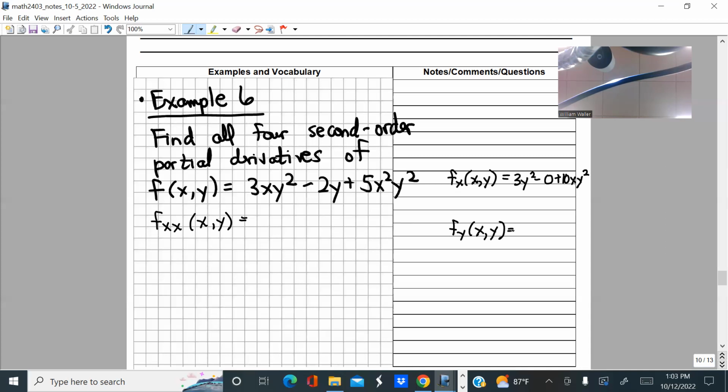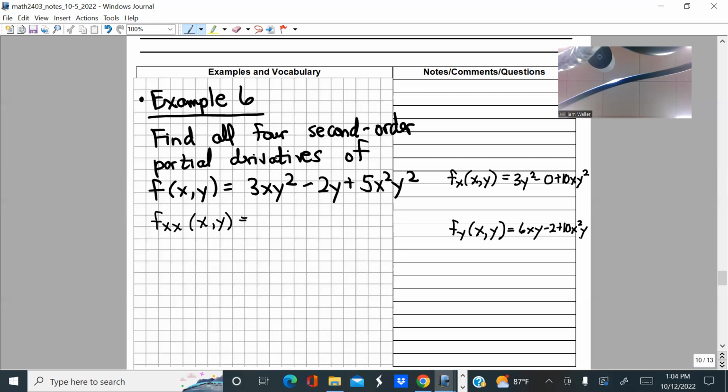What's the derivative with respect to y? Here we use the power rule, so we get 6xy. Then minus 2. And then for this one, we have to use the power rule again, so that becomes plus 10x squared y. Don't let me make a mistake, because things will go awry here if I make a mistake.